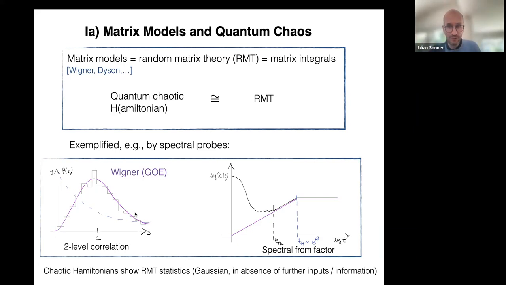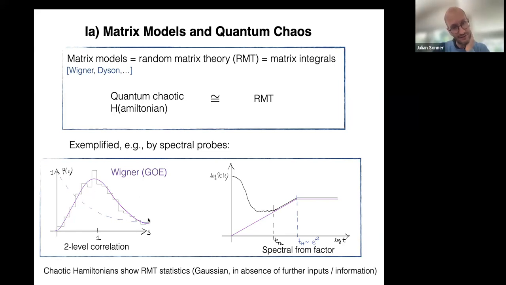Now, two aspects that I do want to emphasize is that it is indeed very unlikely to find two levels right on top of each other. So that's a property of chaotic systems. It says that chaotic systems don't like to have levels next to each other. And one often speaks of level repulsion. Levels don't want to be on top of each other.